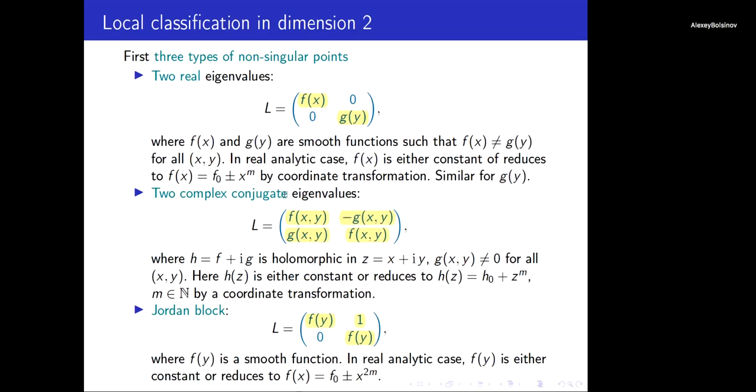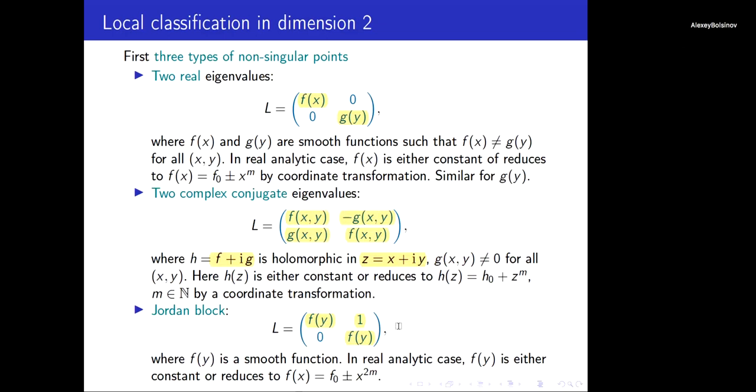The complex conjugate situation: we know that in this case we can introduce a complex structure, and if we use complex coordinates, then L will automatically be of this kind. There was a theorem about the situation where L has no real eigenvalues, exactly this case. And in this case, the function F plus iG must be holomorphic with respect to the z coordinates. That we know. And the last one, the Jordan block, is a very simple case which was already discussed previously.